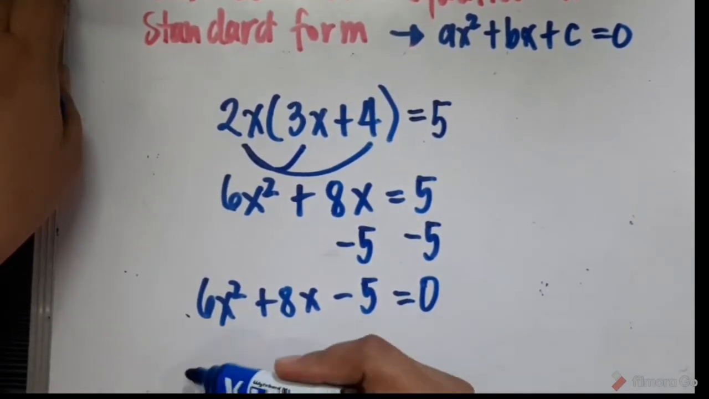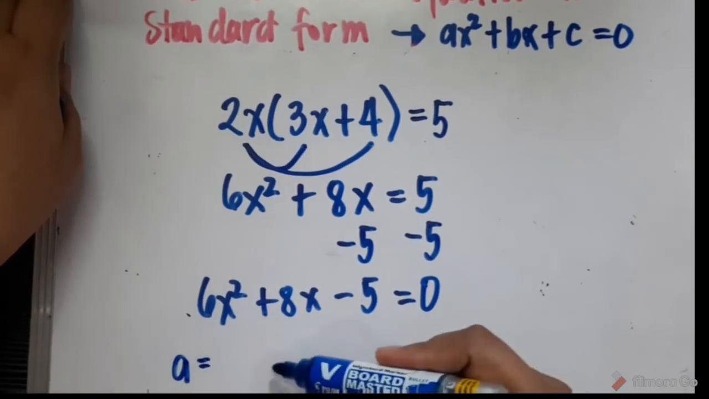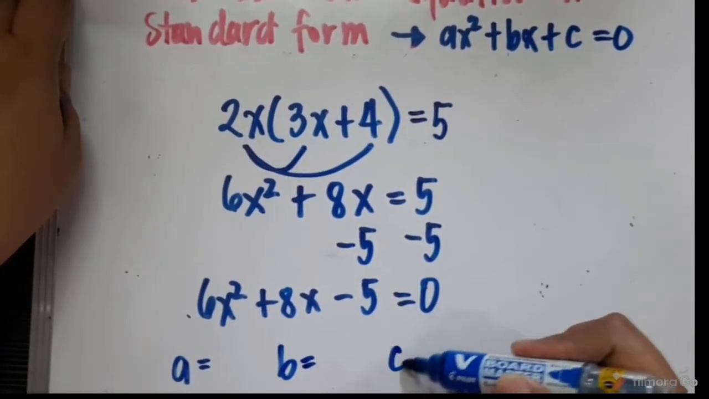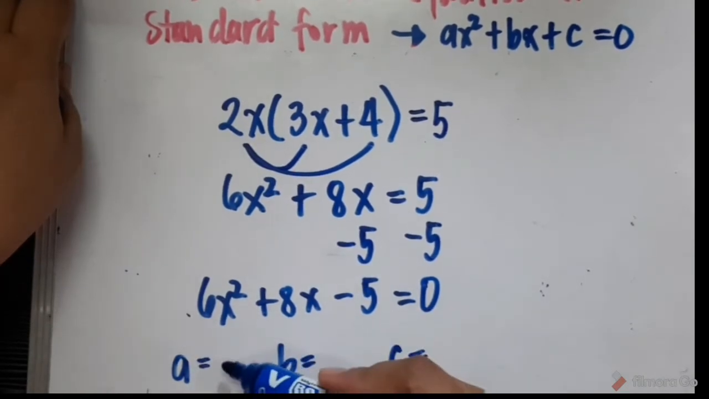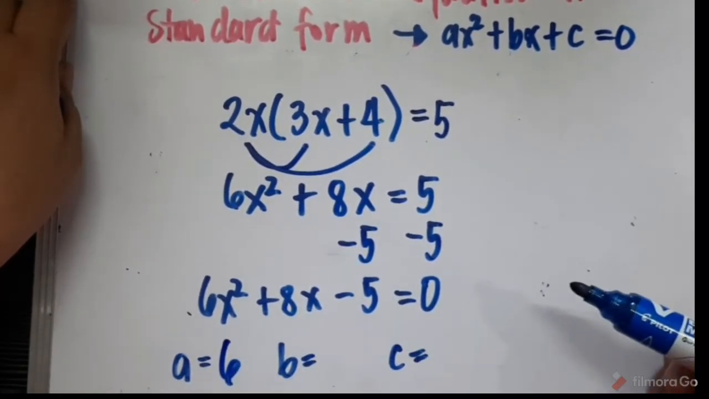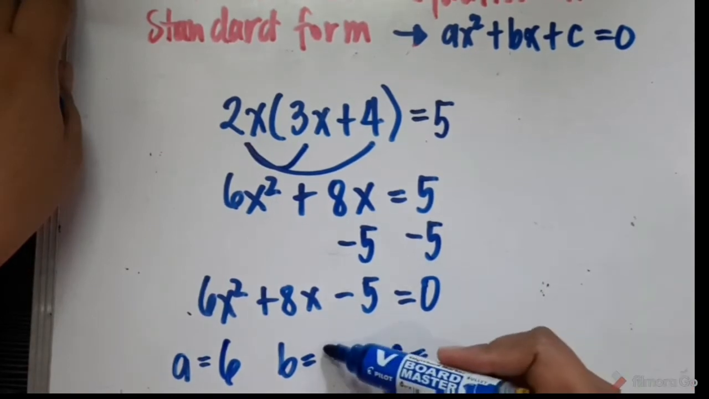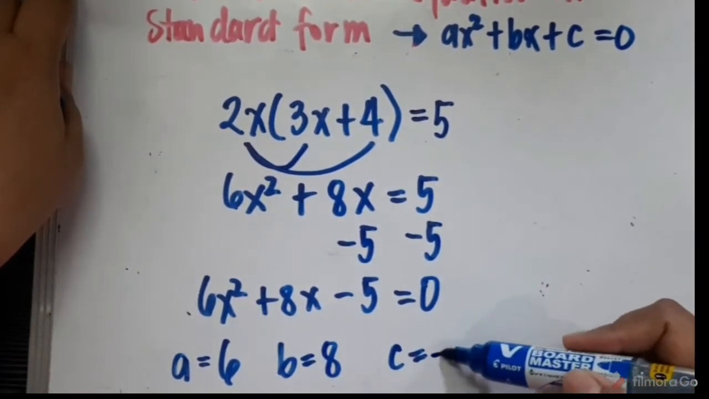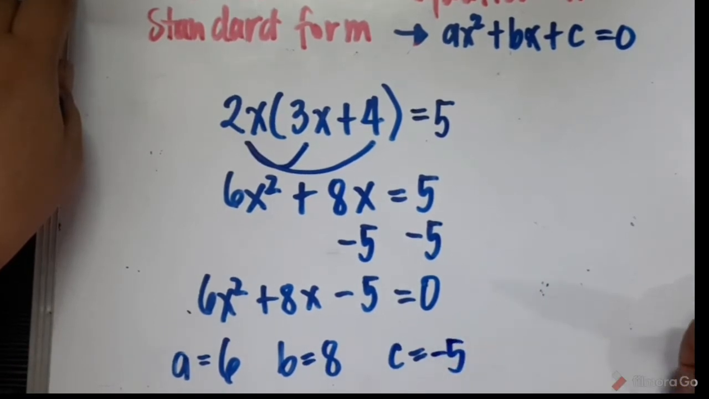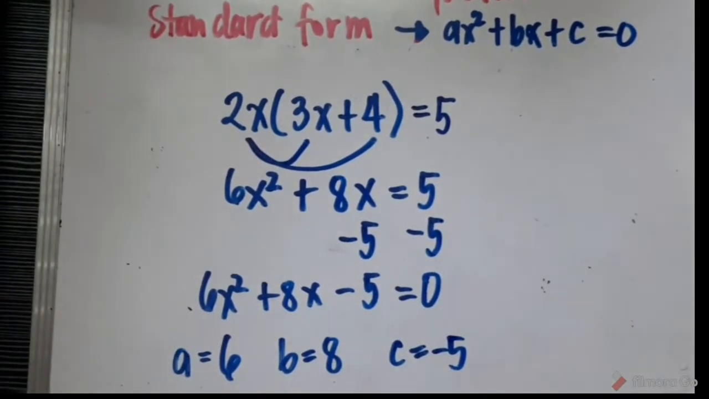Then now, we identify the values for A, B, and C in the given equation. So, for value of A, we have positive 6. For the value of B, positive 8. And C is negative 5. Very good. That's it.